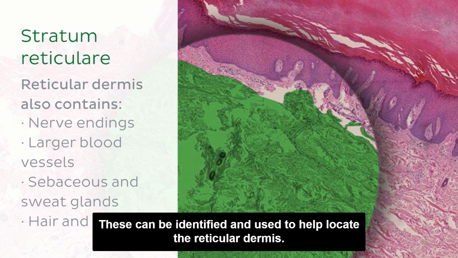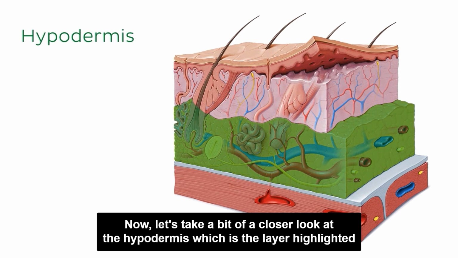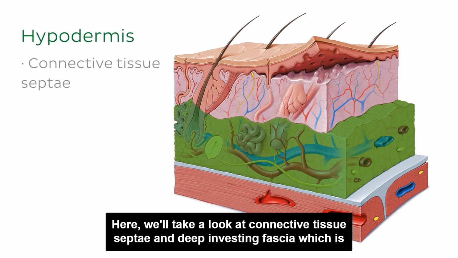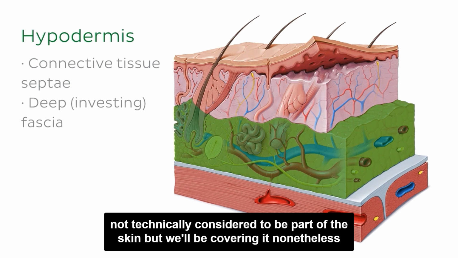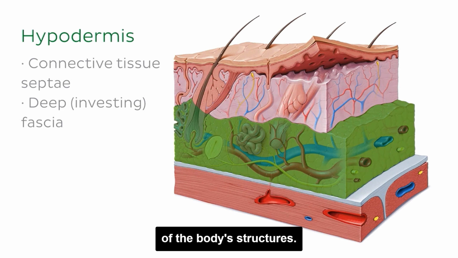These can be identified and used to help locate the reticular dermis. That's us done with the dermis. Now let's take a bit of a closer look at the hypodermis, which is the layer highlighted in green on our illustration here. Here we'll take a look at connective tissue septi and deep investing fascia, which is not technically considered to be part of the skin, but we'll be covering it nonetheless so that you can get a clearer picture of how the skin actually transitions to the rest of the body structures.